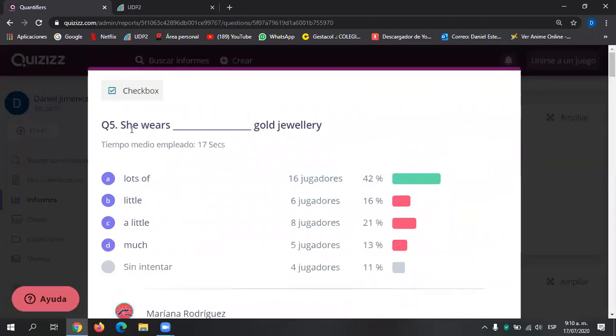Number five. She wears gold jewelry. In this case, you could say lots of, which is a synonym of a lot of. And it's correct to say lots of, but it's an informal way to say a lot of. Little is not for countable nouns. A little is also not for uncountables, and much is not used when we are talking in positive sentences.